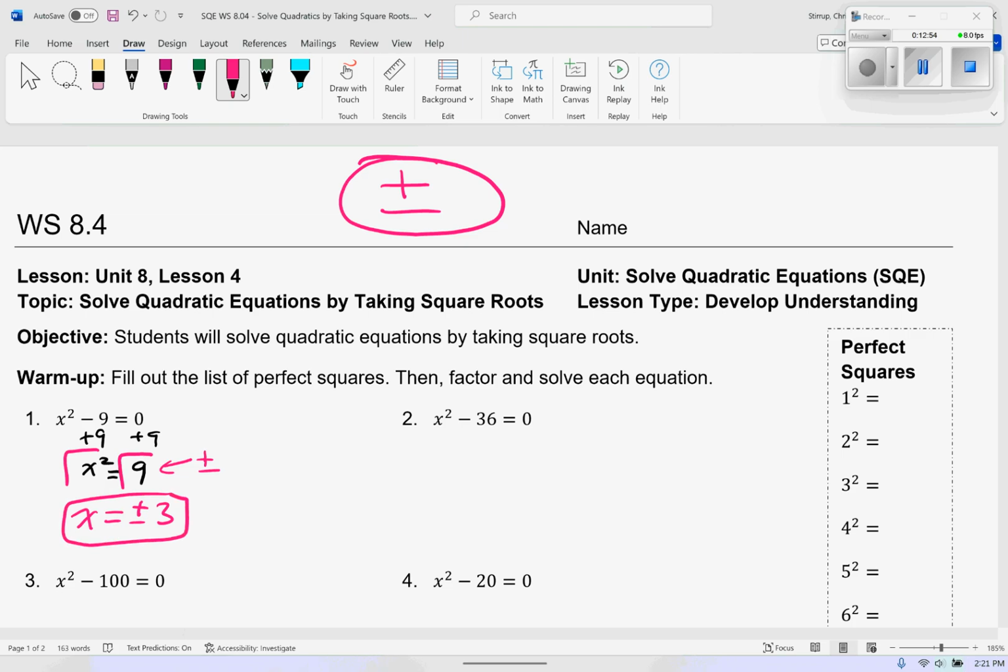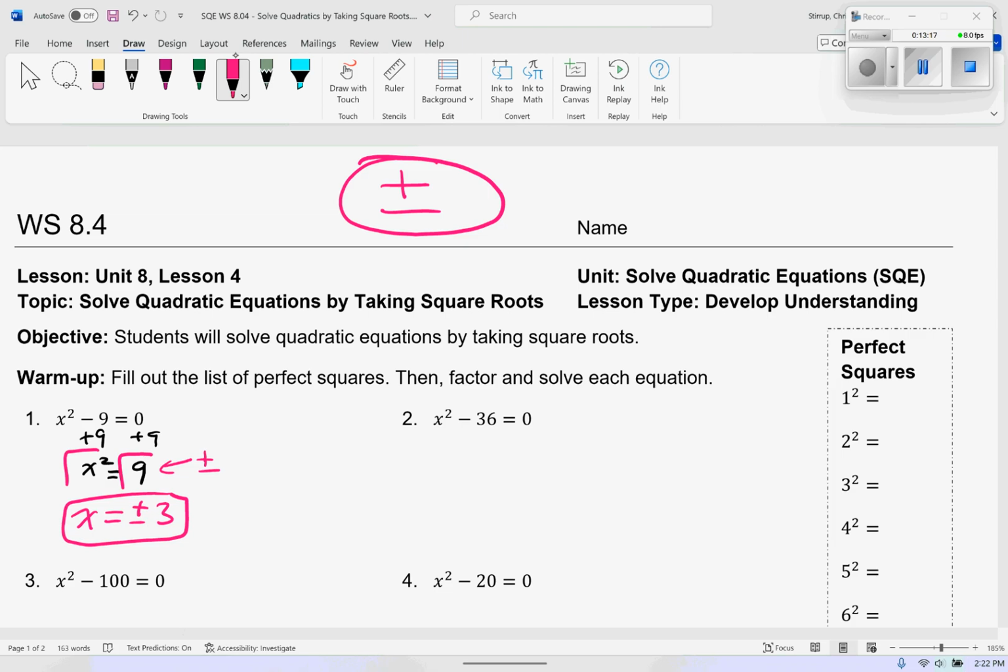Hey, friends, take a look. I have 2 answers there. I have a positive 3 for an answer, and I have a negative 3 for an answer. If I have to incorporate a square root sign to get the letter alone, you have to have a plus minus with the number.